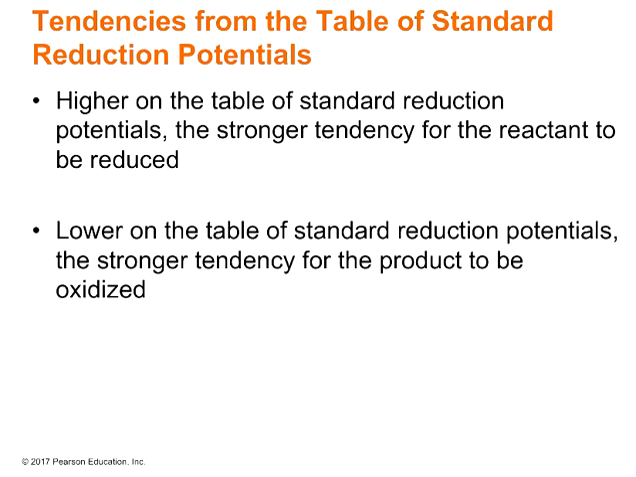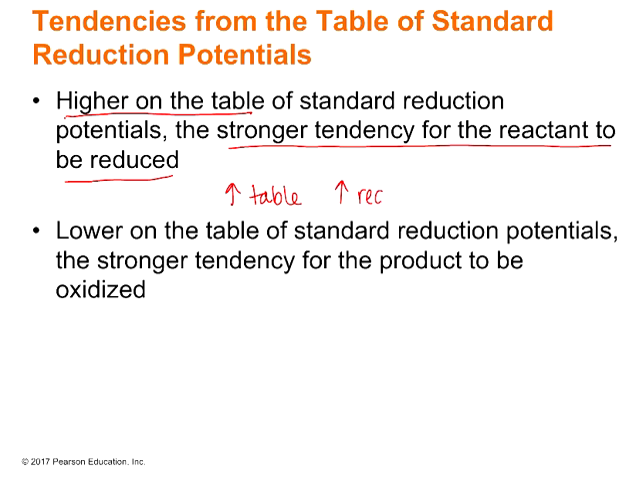All right, so just to summarize, higher on the table of standard reduction potentials, if something is higher up on the table, it has a stronger tendency to be reduced. So higher on the table, stronger tendency for the reactant to be reduced. So we can also just summarize: higher up on the table, more likely to be reduced. And then if something is lower on the table, then it has a stronger tendency to be oxidized.